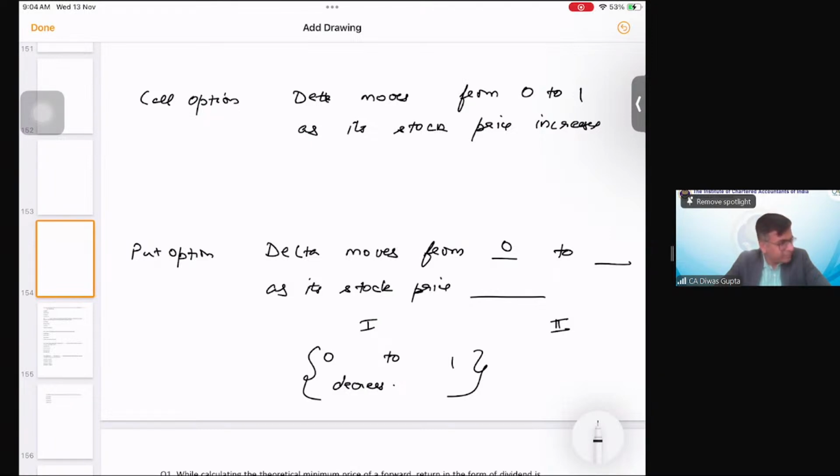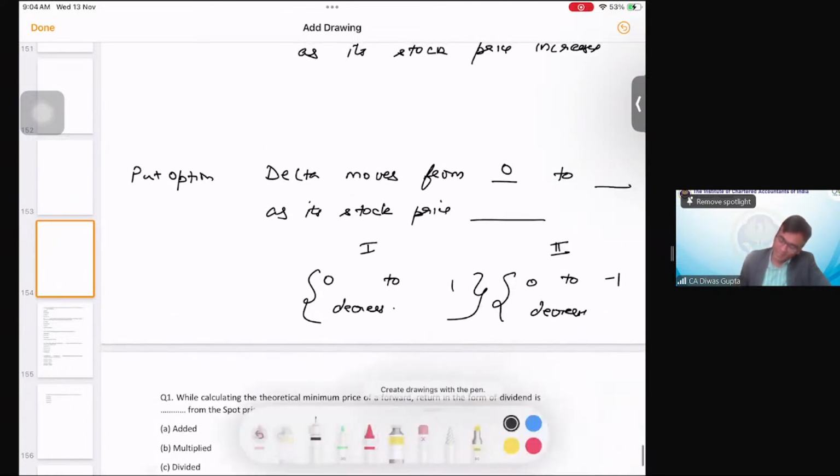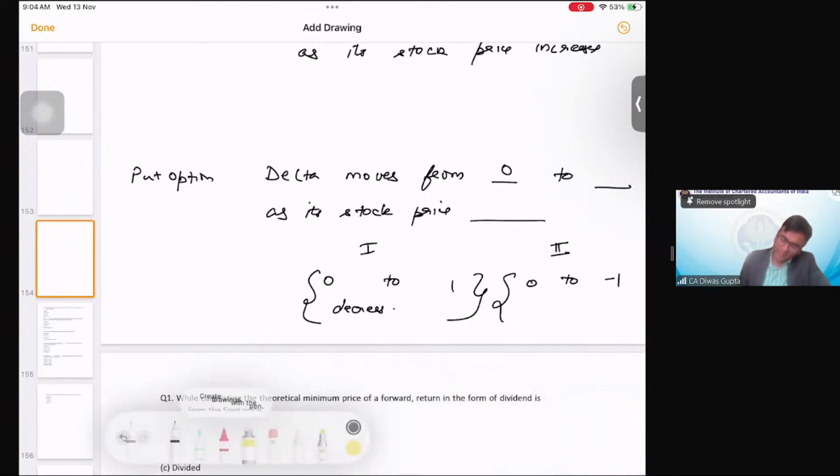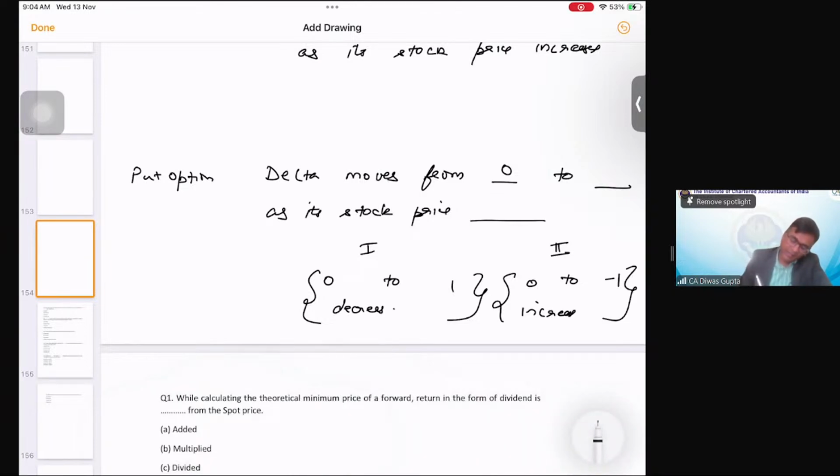Yeah, so I would say -1. Okay. Interesting. 0 to -1. And here you will say decrease or increase. Decrease. No, increase actually. Okay. Here you will say increase. Okay. Any other answer? So second option is this. Any other third option? Or all of you are saying between one or two, something is okay.